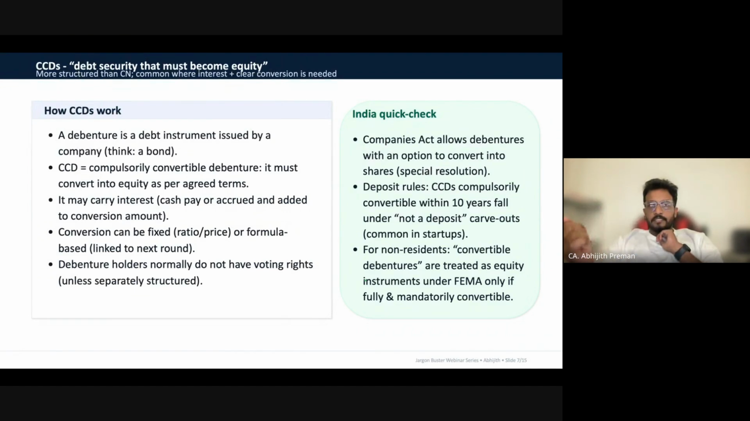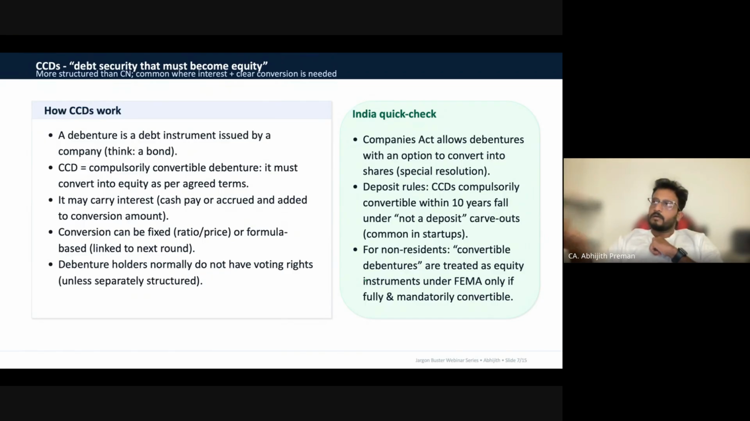A debenture is a debt instrument issued by a company. Think like a bond. Okay. So a CCD is a compulsorily convertible debenture. It must convert into equity as per agreed terms. It may carry interest, cash pay or accrued, and added to the conversion amount.